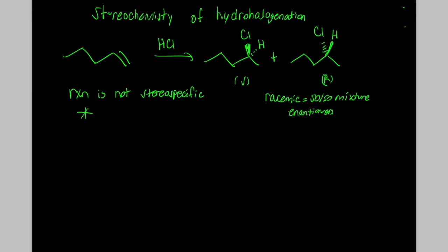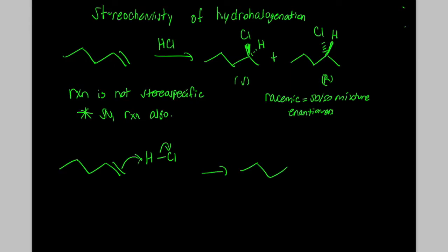Recall that the same thing happens in the SN1 reaction. Okay? So how does this occur? What's going on there? Okay? Now, when you draw the reaction, in the first step, what we have is hydrogen chloride engaging our alkene, and there's a protonation event to give you a carbocation.